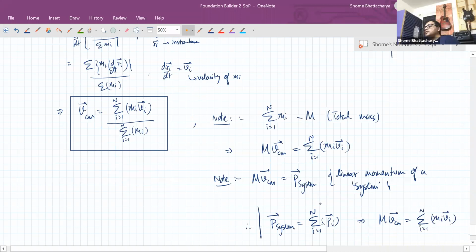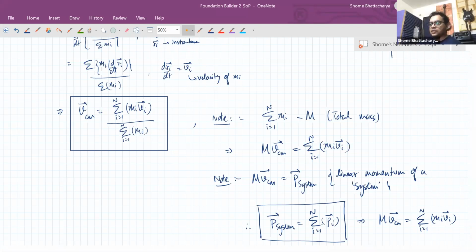So this is another important concept over here. When we define the momentum of the system as total mass into instantaneous velocity of center of mass, we can define it as a formula also as the vector sum of the individual momenta, P1 plus P2 plus P3 added up to nth particle.